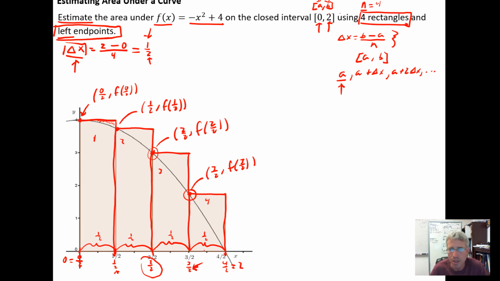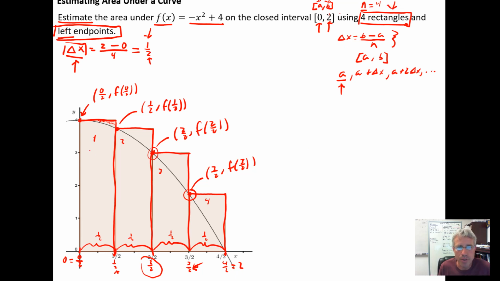And then notice that the last number on the closed interval, the 2, we don't need to use it to construct a rectangle because I have 4 points on the curve that I've used to construct 4 rectangles, and 4 rectangles is all that we wanted.